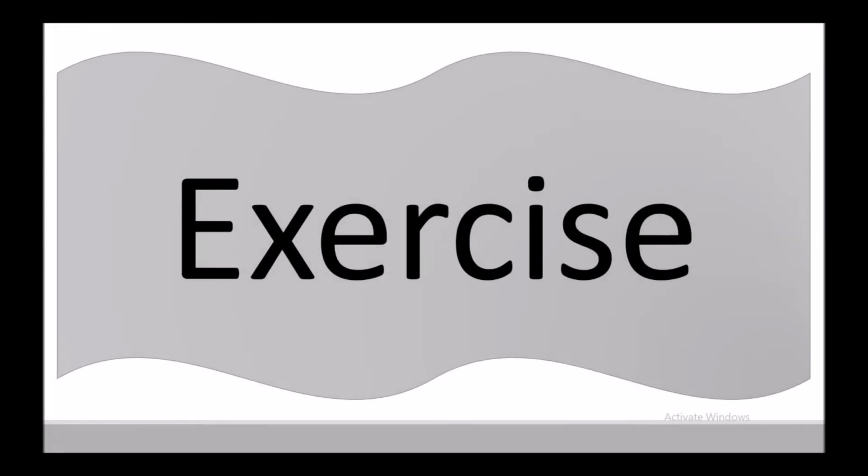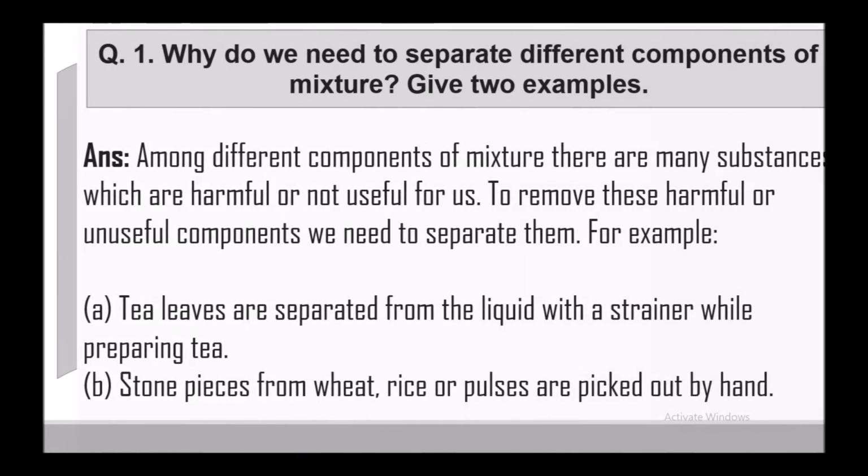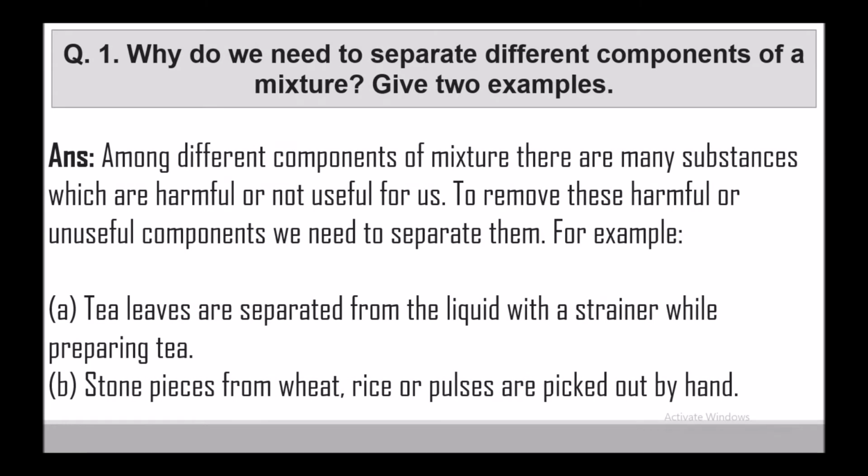Now let's do the exercise of the textbook. The first question is, why do we need to separate different components of a mixture? Give 2 examples. So here is the answer. Among different components of a mixture, there are many substances which are harmful and not useful for us. To remove these harmful or unuseful components, we need to separate them. For example, tea leaves are separated from the liquid with a strainer while preparing tea. Stone pieces from wheat, rice or pulses are picked out by hand.